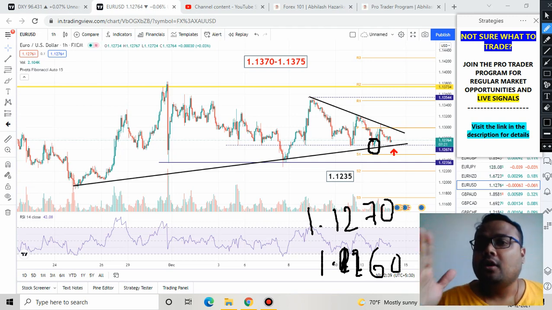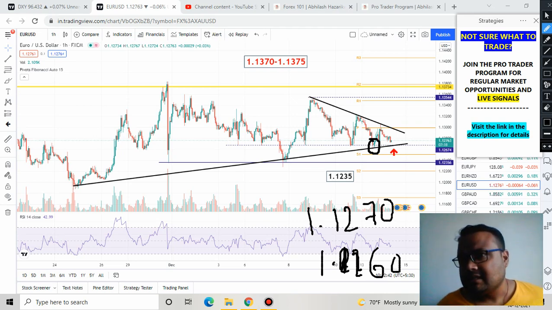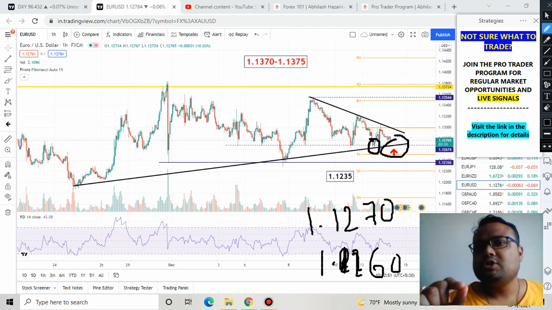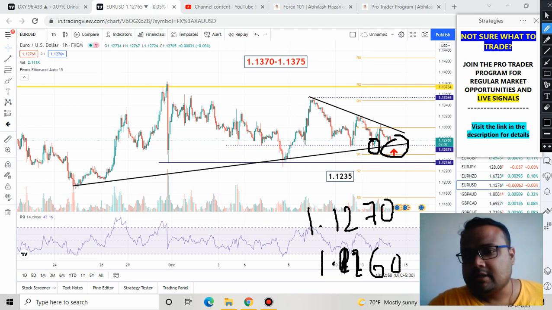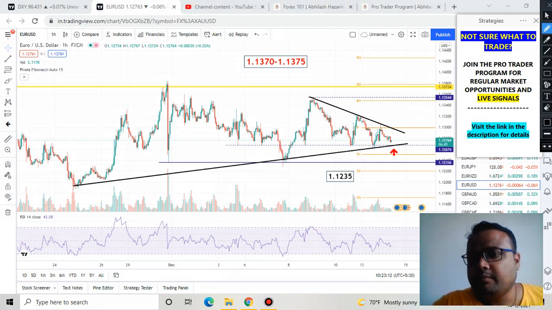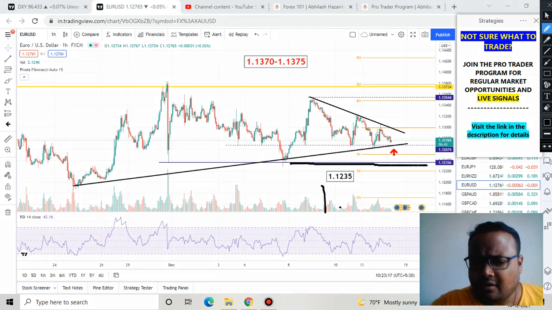Always keep in mind that these support and resistance levels are not permanent. Though we have a double support here, it may break the level as well. So just make sure that when you are buying at this support, DXY is in your favor. And if the support here, the support of 1.1270 to 1.1260 plus the trend line, which makes it a double support, fails, then the next support for Euro USD is available at 1.1235. This level will be acting as the next support for the market.